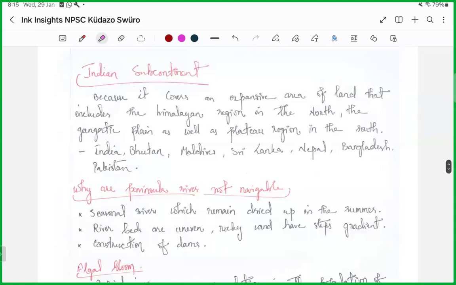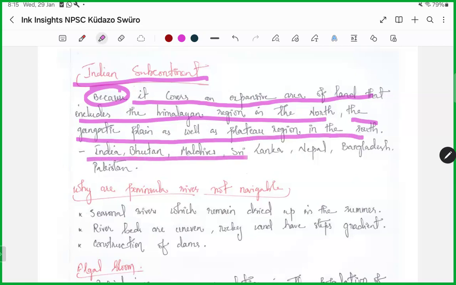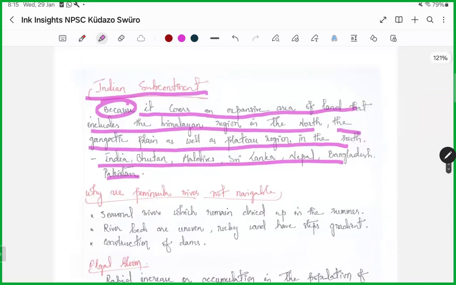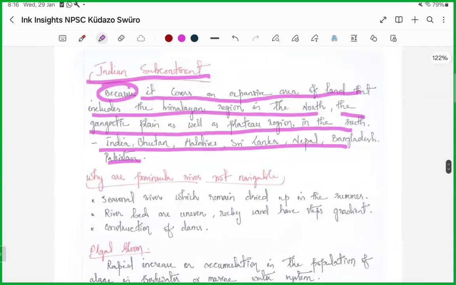So yesterday we discussed why India is called a subcontinent. Don't start your answer with because. I've just written it like this, but never start your answer with because. It's very bad. All right, so India is a subcontinent because it covers an expansive area of land that includes the Himalayan region in the north, the Gangetic Plain, as well as the Plateau region in the south, and India, Bhutan, Maldives, Sri Lanka, and Pakistan are part of the Indian subcontinent. All these were part of the Indian subcontinent before. So this is the short explanation why India is called a subcontinent.